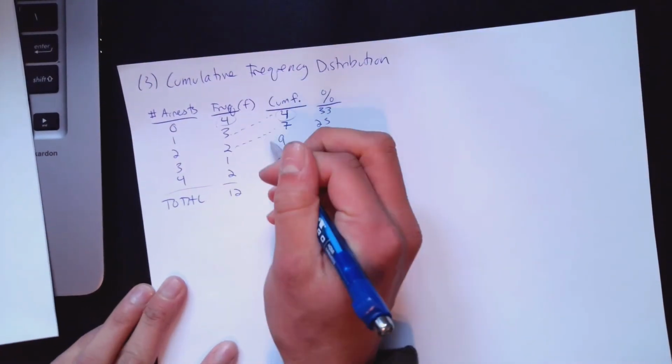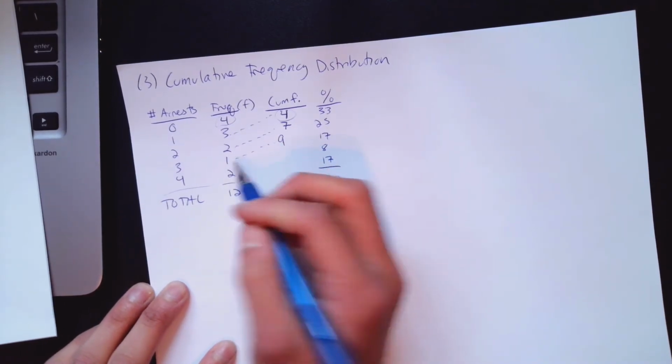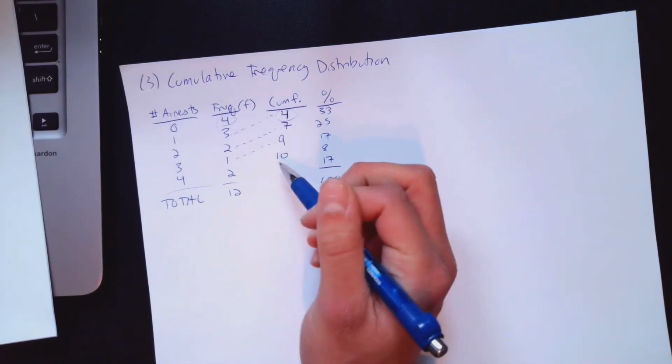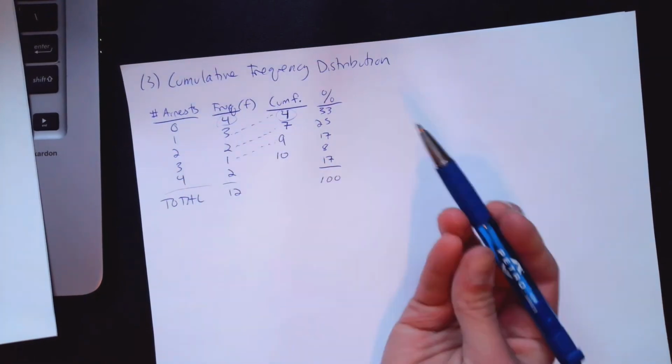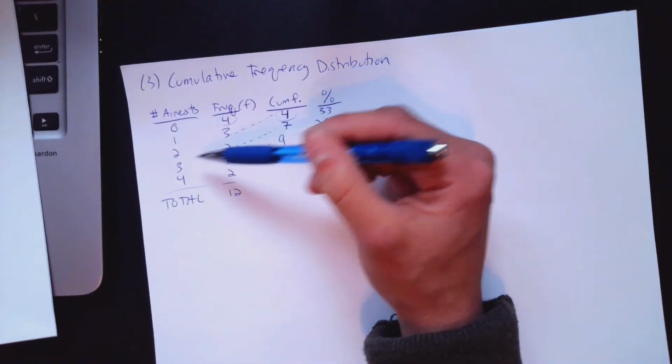We're going to keep going and doing this diagonal addition, so we're going to add this 1 now, so 9 plus 1 is 10, and that gives us a cumulative frequency of 10 for 3 arrests. So 10 people in the sample had 3 or fewer arrests. And again, you could double check that by adding up the values that you have for 3, 2, 1, and 0 arrests.